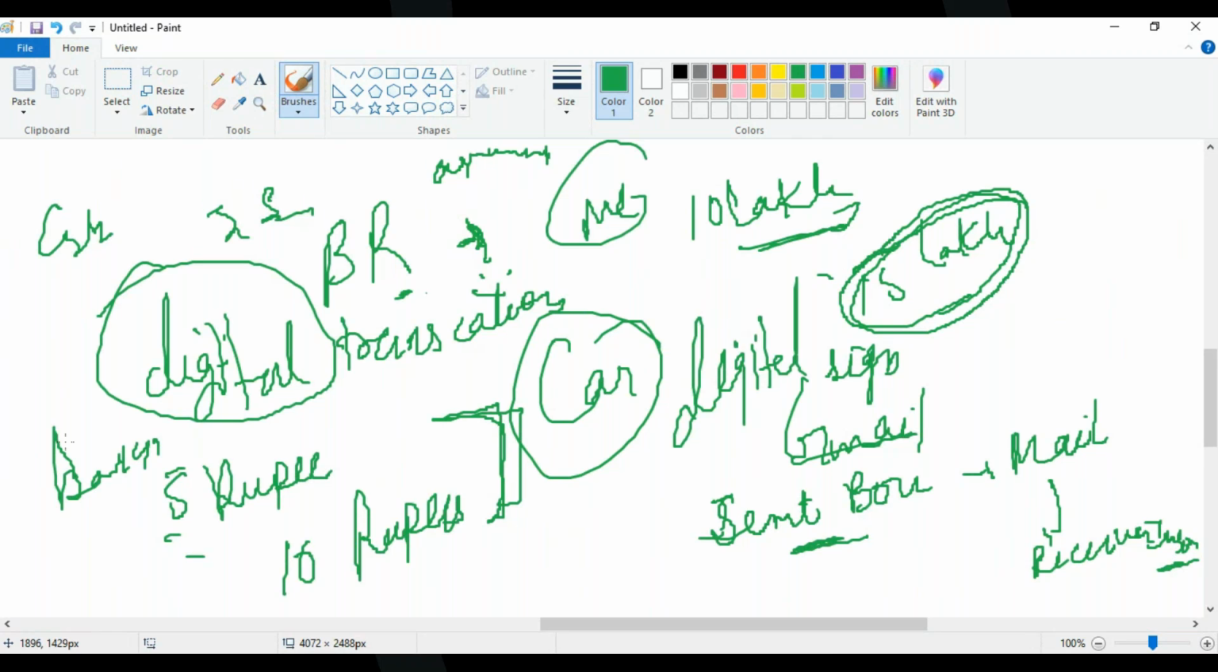These are the five main elements of security: confidentiality, which can be maintained by encryption; integrity, which can be maintained by hashing; and availability, which can be maintained by anyone? Load balancers. Load balancers, correct.